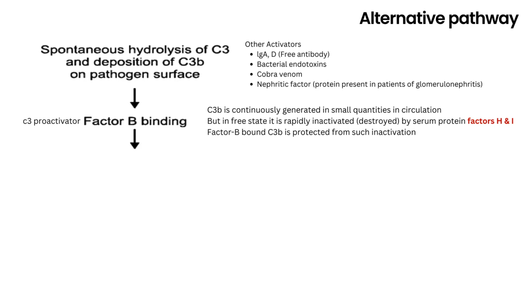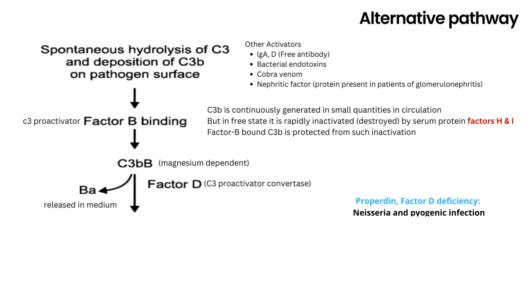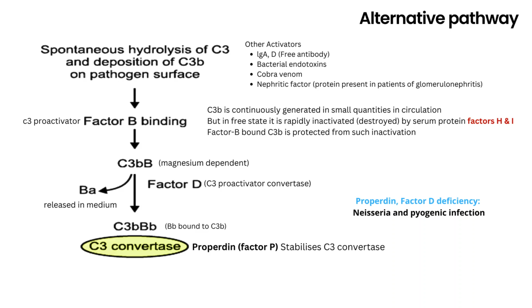Once it binds to factor B, it will split factor B into Ba and Bb. Ba is again a smaller molecule, and this is a magnesium dependent reaction. Ba is released into the medium, and Bb joins the C3b, and it requires factor D for this. It is known as C3 proactivator convertase, and it forms C3bBb, and this is actually the C3 convertase, but it is unstable. So you require factor P.